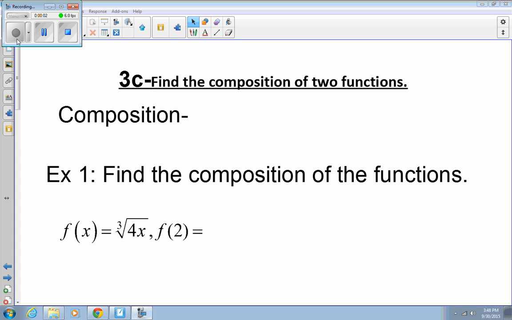Welcome to 3C. 3C is finding the composition of two functions. So we're getting out of graphing for a little bit, and now we're on compositions. First, I want to define what composition is.